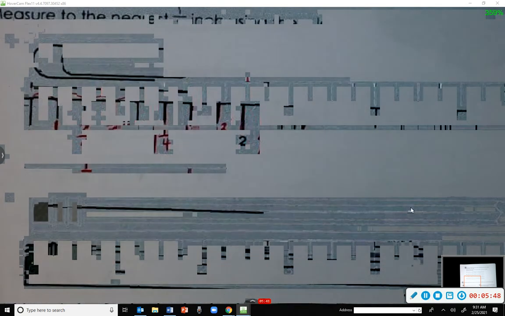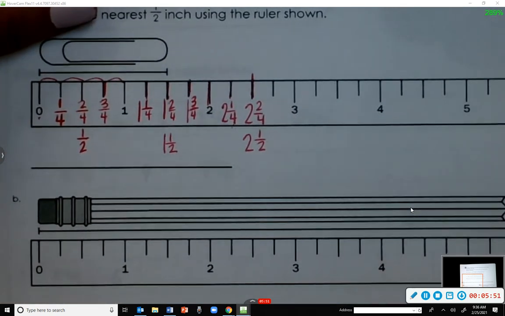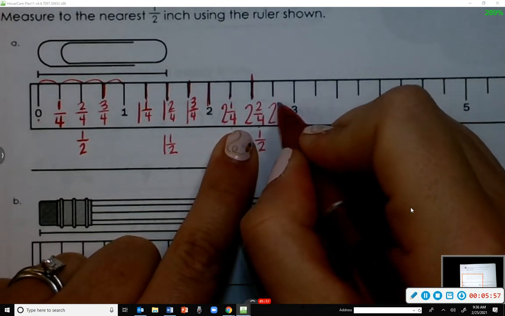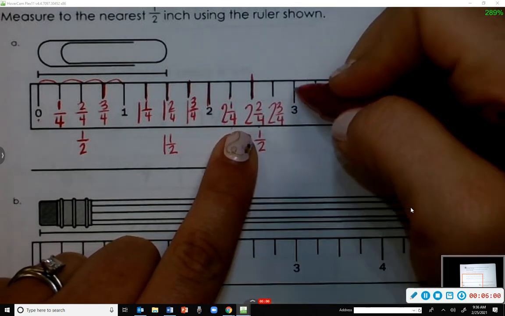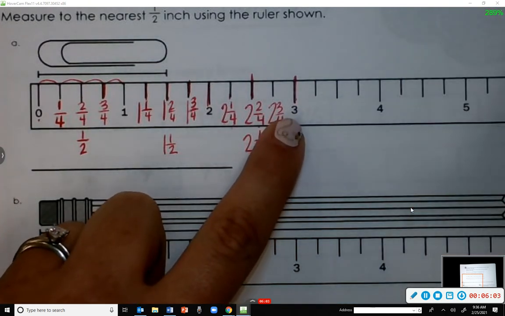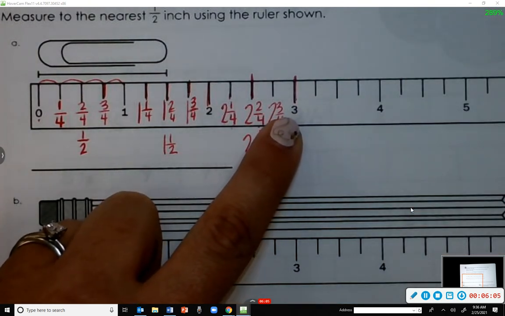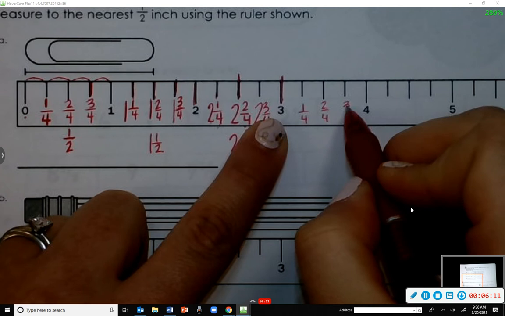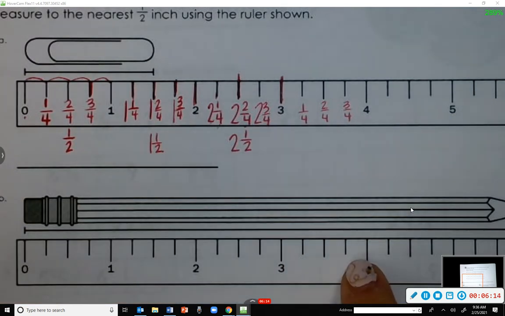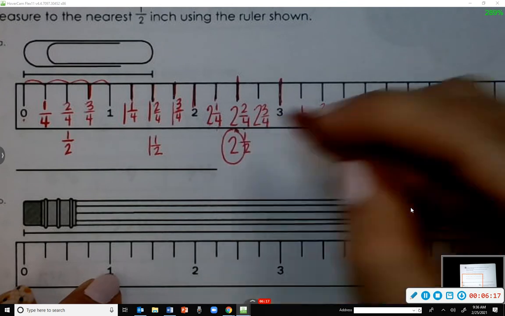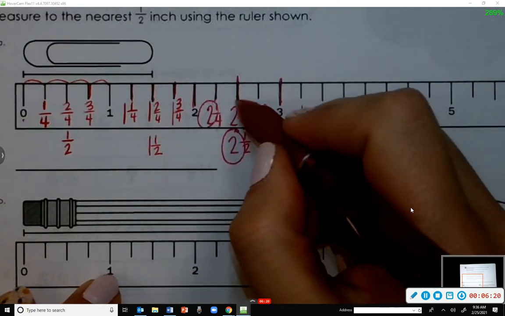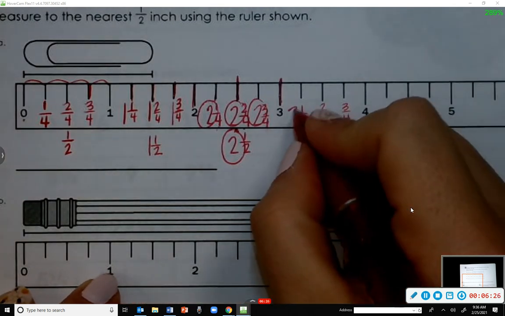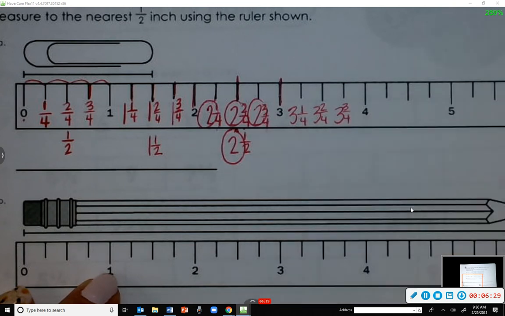Okay, so let's see what you got for the rest of your ruler. So we stopped here at 2 and 2/4. So next would be 2 and 3/4. Okay. Now once I get to the next whole number, which is 3, that pattern starts back over. So you could have put 1/4 here, then 2/4, then 3/4. The only thing that changes now is my whole number in front. For this section, I put 2's in front. Now I should change it to 3 in front. 3 and 1/4, 3 and 2/4, 3 and 3/4.